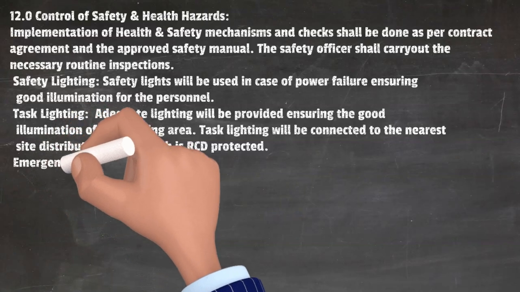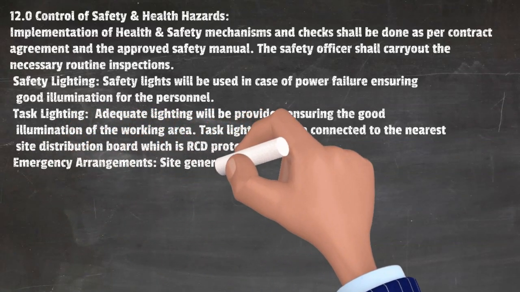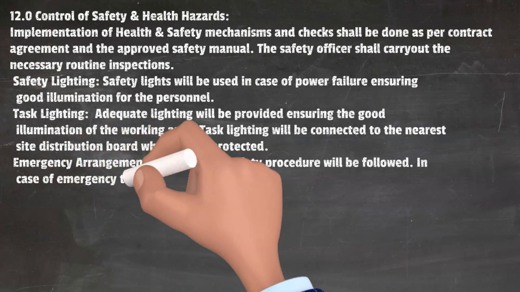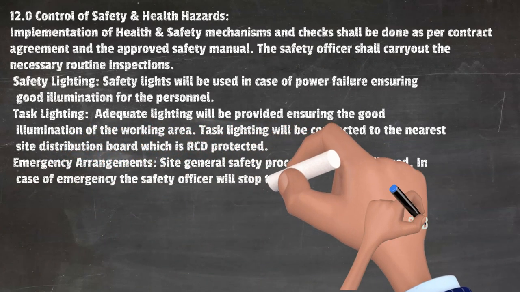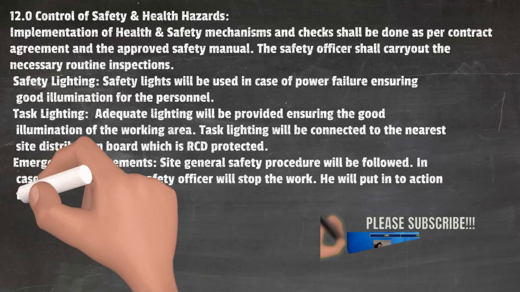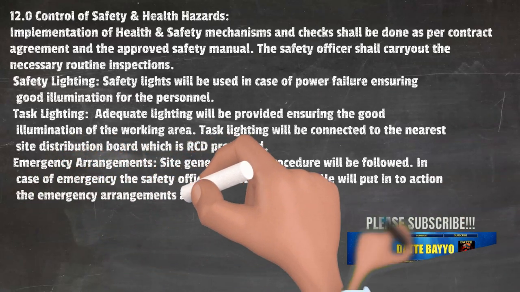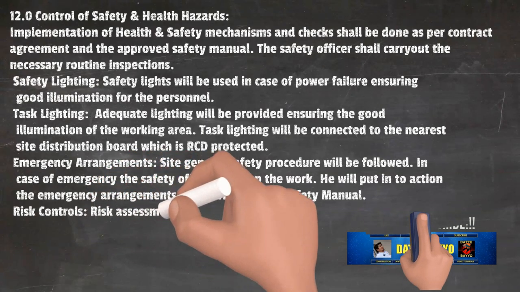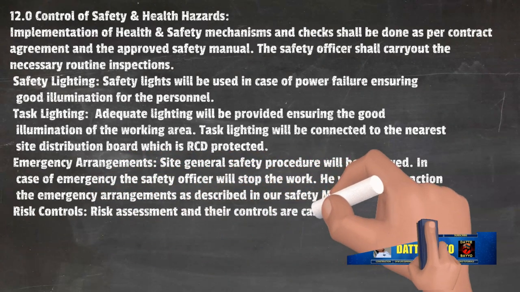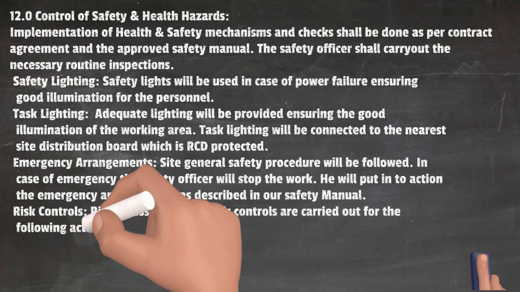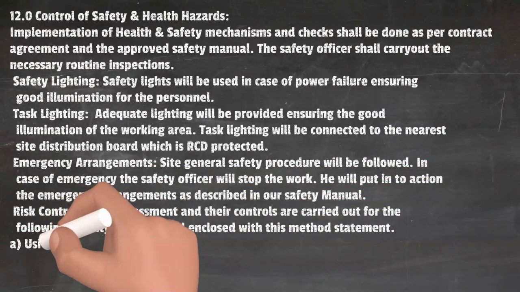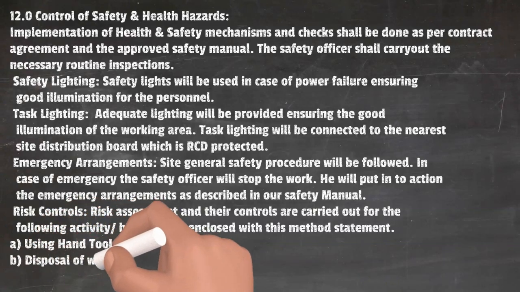Emergency arrangements. Site general safety procedure will be followed. In case of emergency, the safety officer will stop the work. He will put into action the emergency arrangements as described in our safety manual. Risk controls. Risk assessment and their controls are carried out for the following activity/hazards and enclosed with this method statement. Using hand tools. Disposal of waste materials.